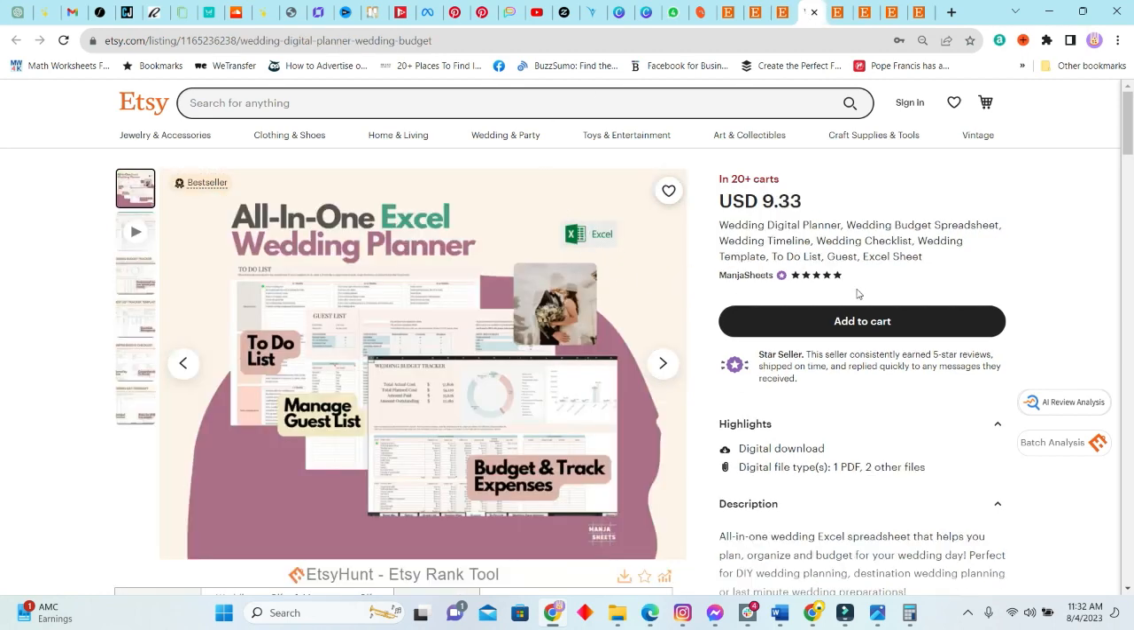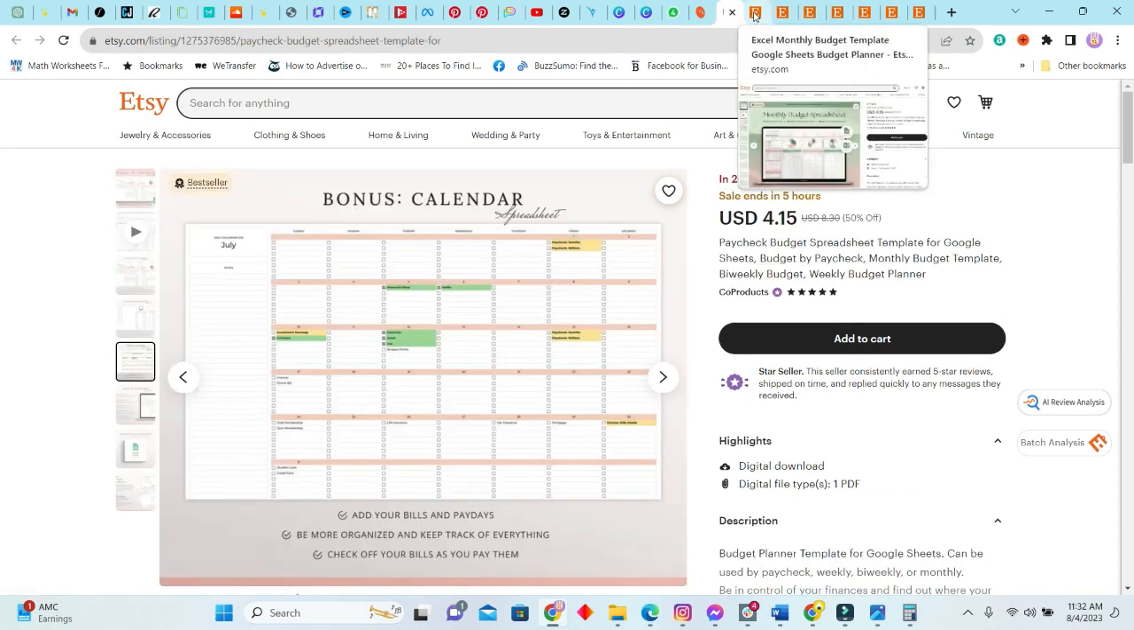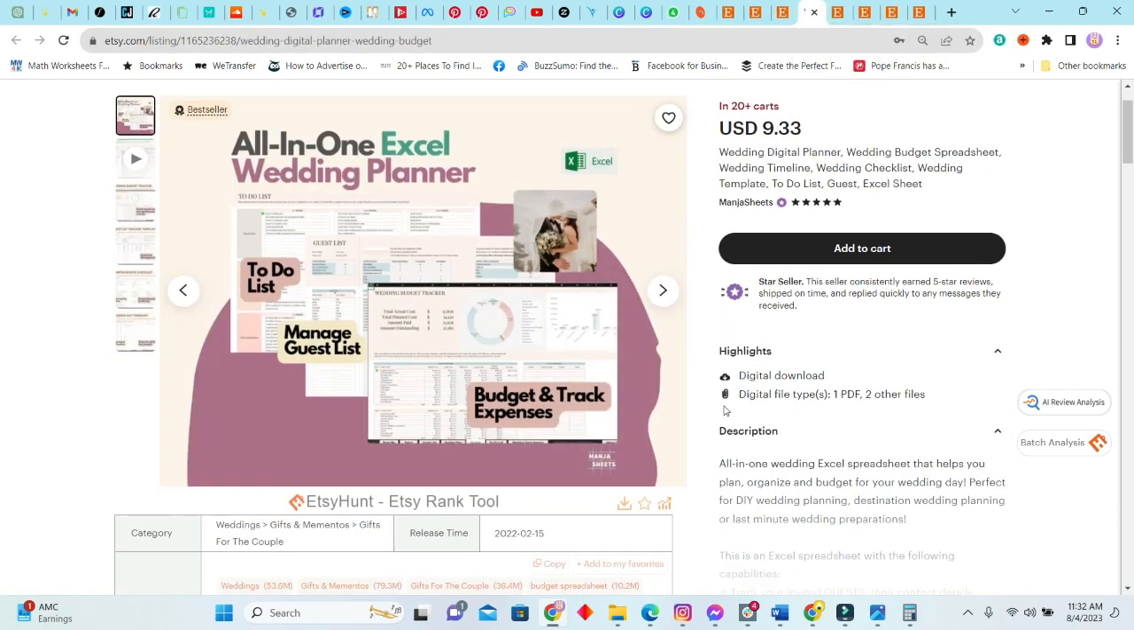Next, we have the all-in-one Excel wedding planner. So this one has been sold a little higher now, okay? So yes, you can make money, and of course this is a bestseller. So this is a bestseller, and note that all of the others were bestsellers as well, okay? So this is one thing you have to note. You need to pay attention to the bestsellers. So let us look at the listings.